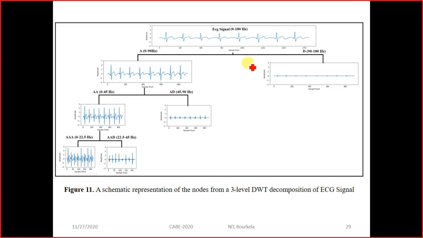So this is how it looks. This is a schematic representation of a three-level DWT decomposition of a representative signal. It looks something like this. If you see the approximate coefficients, they mainly consist of the ECG features.